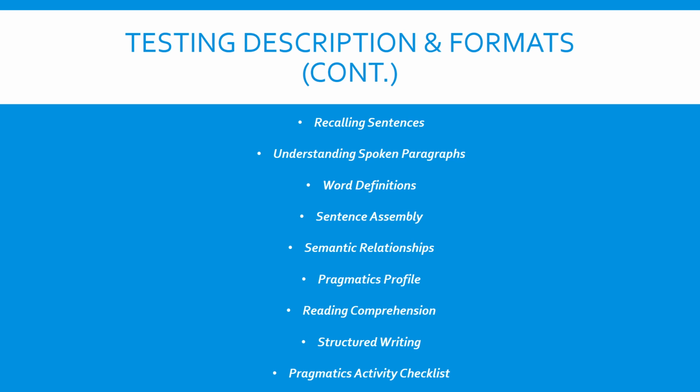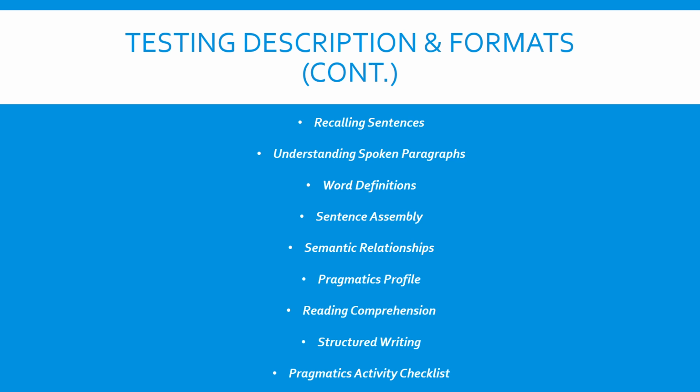Next, there is understanding spoken paragraphs, which is composed of 20 items used for 5 to 21-year-olds' ability to attend to a short story and interpret the themes, details, order of events, and to make inferences and predictions. Word definitions has 21 items. It's used for only 9 years and up, and is about the ability to define words based on semantic features.